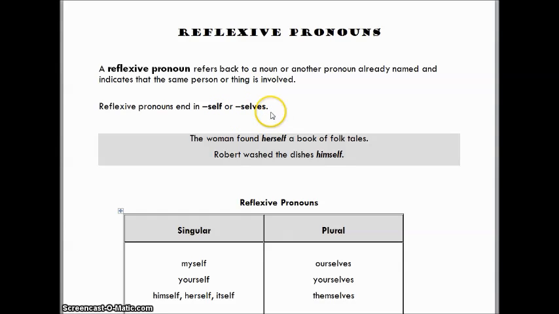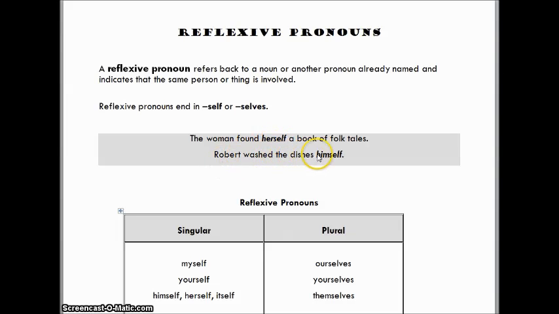Notice it's VES, that rule about making nouns and pronouns plural that end in F. It's the VES rule. So, our examples: the woman found herself a book of folk tales. Woman's the antecedent. She's already been named in the sentence. She's doing something herself, so we use the reflexive pronoun herself to show that she found the book of tales.